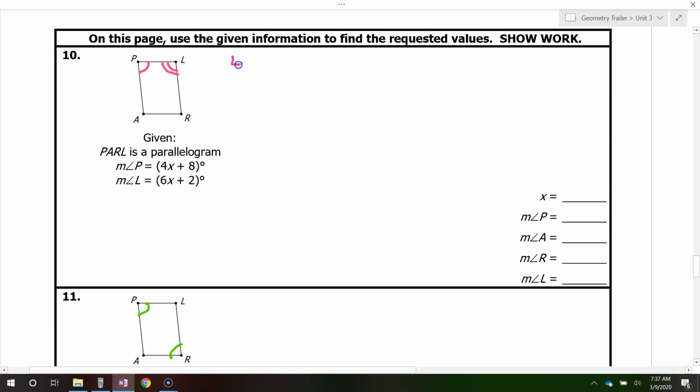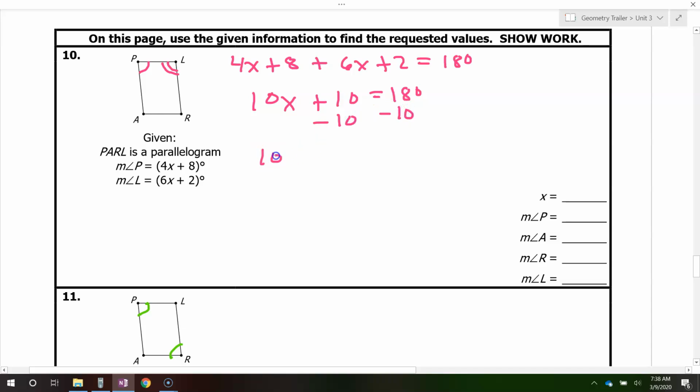So I need to do my 4x plus 8 plus 6x plus 2 is equal to 180. Okay, combining like terms, the 6x and the 4x will make 10x. 8 plus 2 is 10. Subtract that 10, and you get 10x is equal to 170. And then when you divide by 10, you get x is 17.